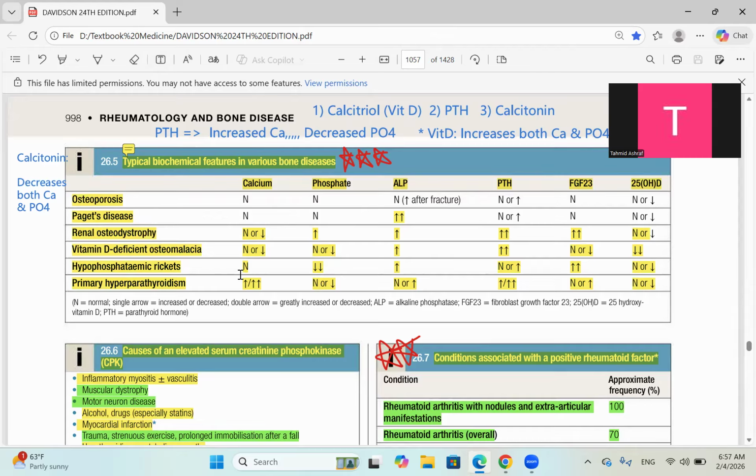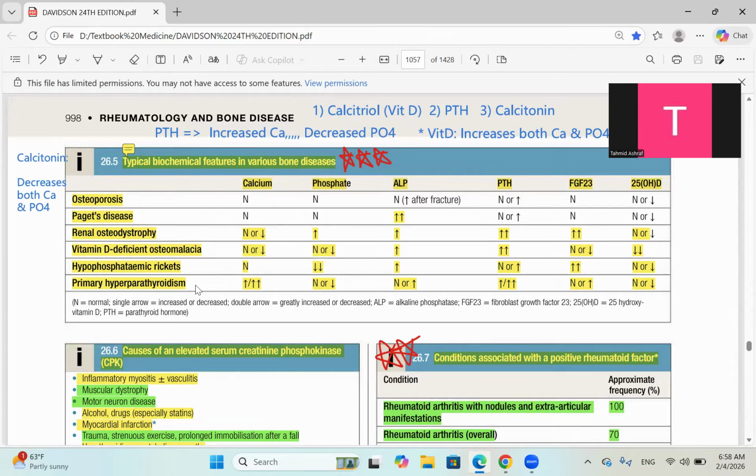So here the calcium level still remains normal. Only the phosphate level is decreased and vitamin D level is obviously decreased. Parathyroid hormone level is increased and alkaline phosphatase level is increased. So quite similar to osteomalacia, the difference is that there is only hypophosphatemia, not hypocalcemia here. The calcium level remains normal. Okay, this is rickets. Now, we'll come to hyperparathyroidism.